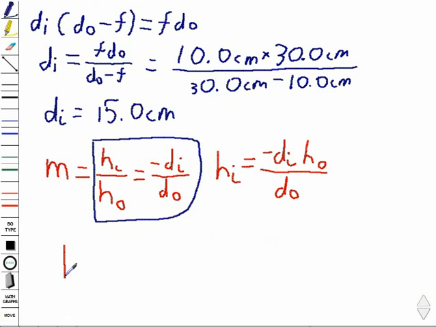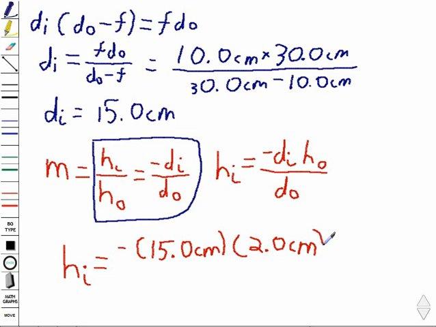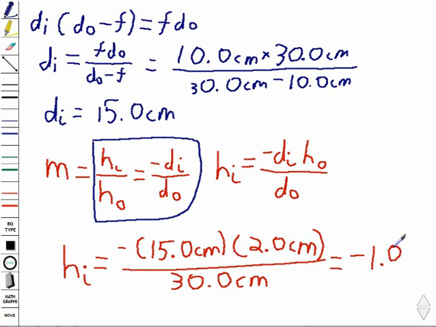So if we plug our numbers in, height of our image is equal to a negative sign. Don't lose track of that. It's important. 15.0 centimeters times the height of our object, 2 centimeters, divided by the distance to our object, 30 centimeters. So when we do all that math, we get negative 1.0 centimeters.